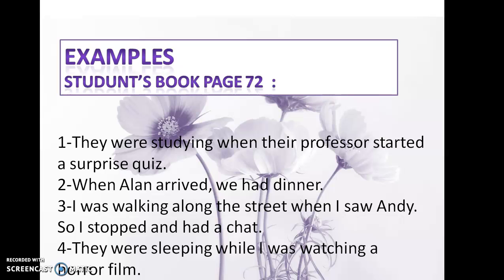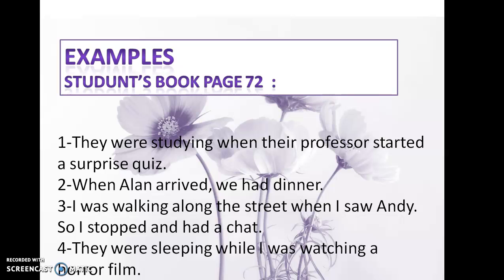Example 2. When Alan arrived, we had dinner. Here also we have when followed by arrived, verb to. 3. I was walking along the street when I saw Andy, so I stopped and had a chat. Here we have was walking, which is a long action. Was walking, a long action. And we use was with I. Was walking along the street when, we use after when verb to, which is saw.